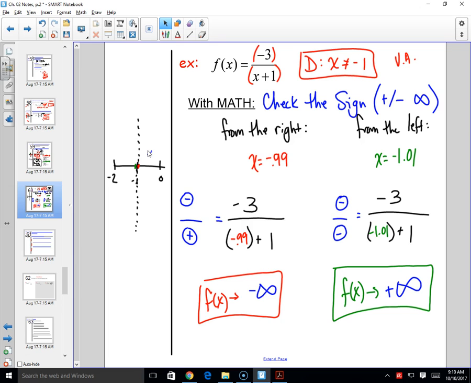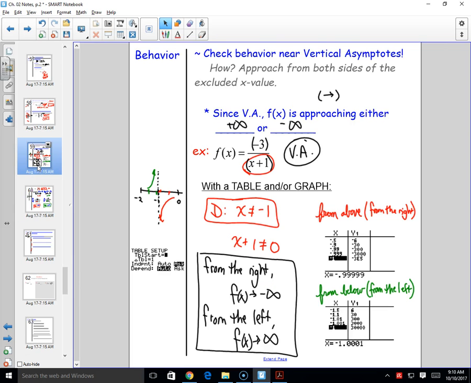What we saw yesterday is that you can use your table feature in your calculator, but it's going to take quite a while to come in towards -1 from the left, values below, like -1.5, -1.1, -1.01, and see what y is doing. Or to come from values above, -0.5, -0.9, -0.99, see what's going on. And we were able to figure out that f of x was getting bigger and higher as the x's were coming from the left, and the y's were getting lower as the x's were coming from the right.